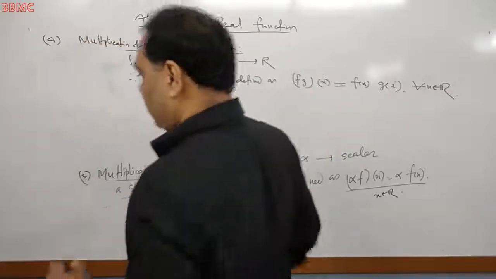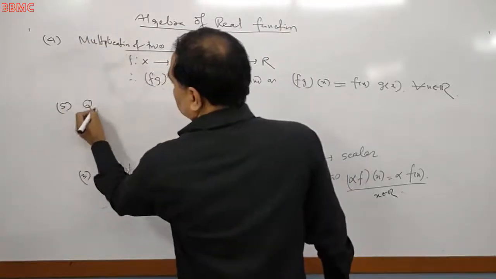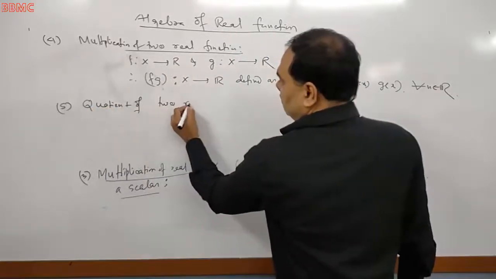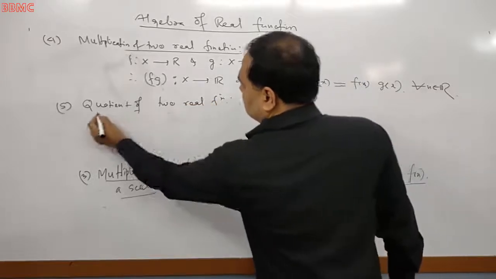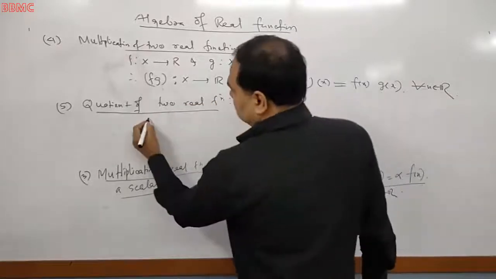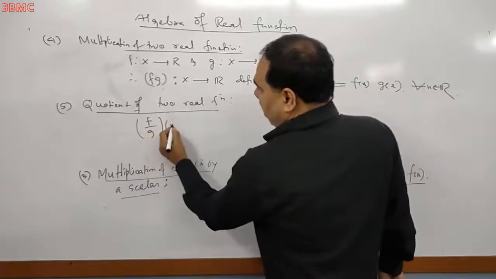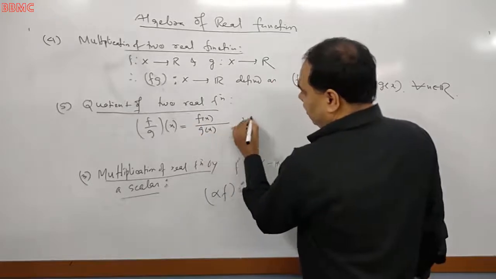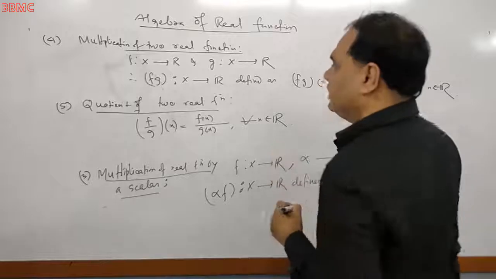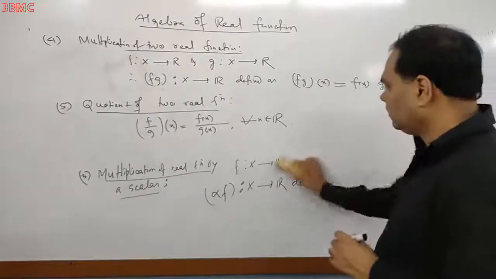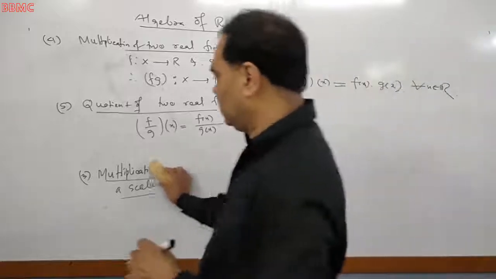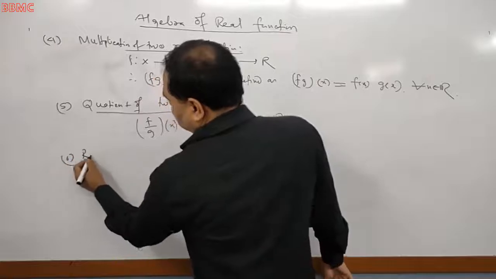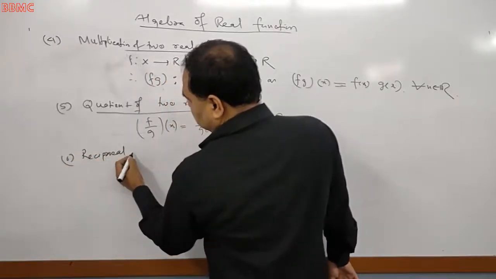Quotient of two real functions. Similarly, here it is defined like this: (f by g)(x) is equal to f(x) by g(x) for all values of x belongs to R. This is the definition of the quotient of real functions. Now, the last one is the reciprocal of a function.